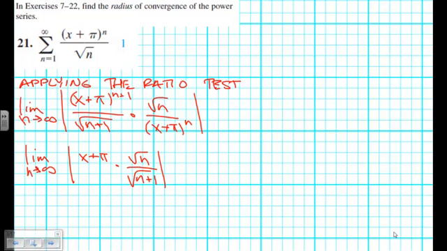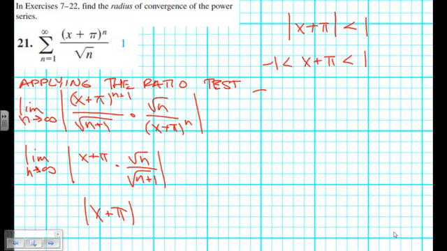When you apply the limit, root n over root n plus 1, the plus 1 disappears, so it goes to 1, and what you're left with is x plus pi. The absolute value of x plus pi is the result of that limit. Taking that value up here, the absolute value of x plus pi is less than 1. So then you've got negative 1 is less than x plus pi, which is less than 1.